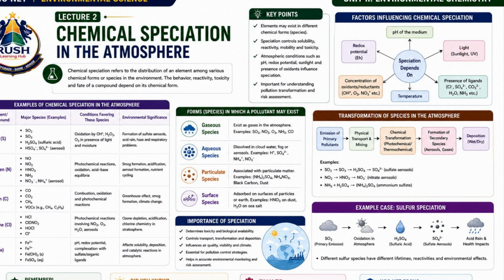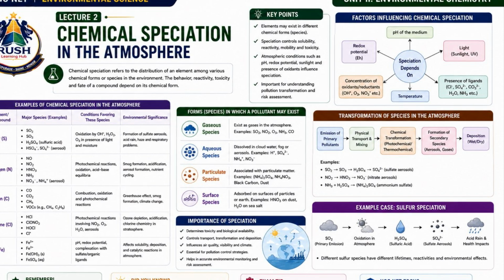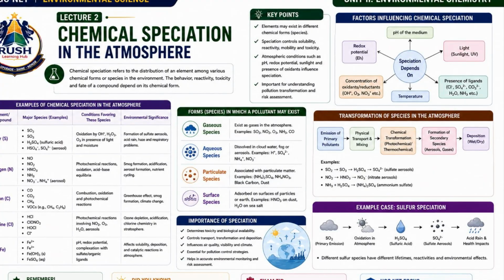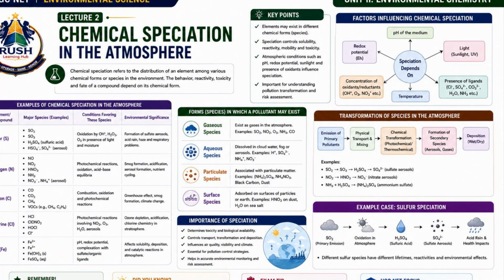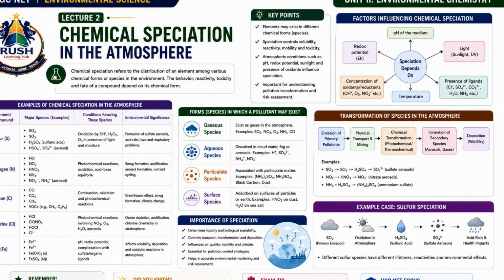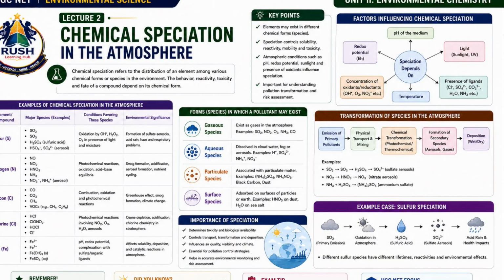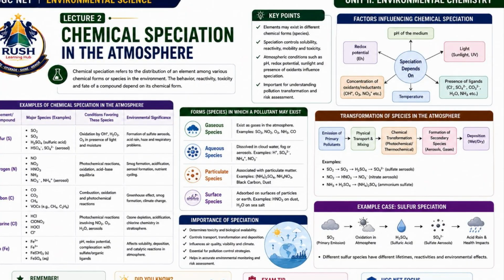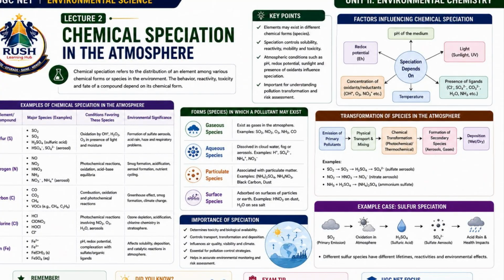The third form is particulate species. These species are associated with atmospheric particles. Examples include ammonium sulfate, ammonium nitrate, black carbon, mineral dust, and sulfate aerosols. The fourth form is surface species. These pollutants become adsorbed onto particle surfaces or other environmental surfaces. Surface adsorption influences transport, deposition, and chemical reactions.